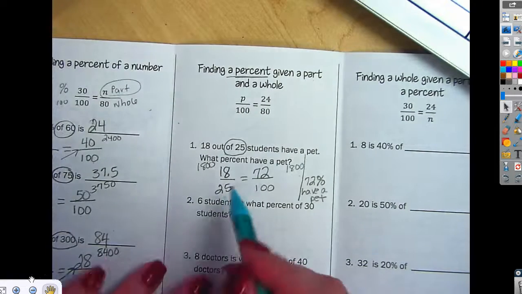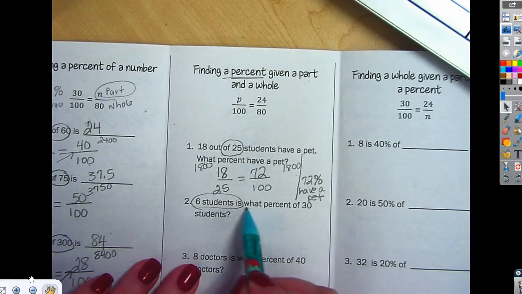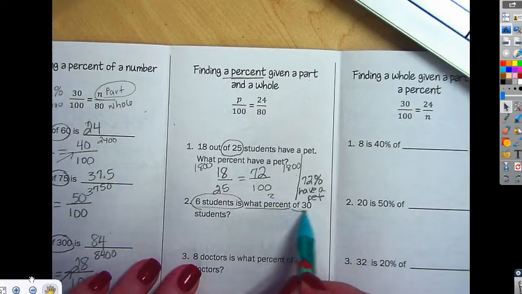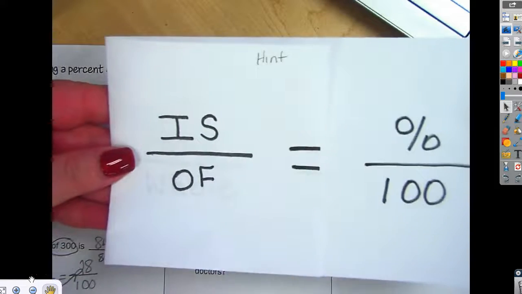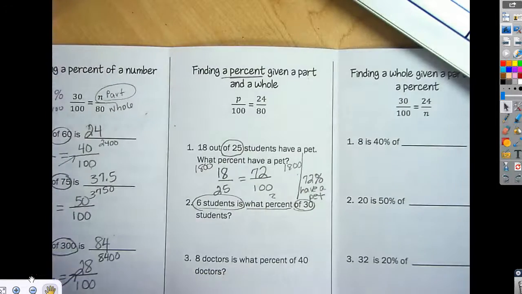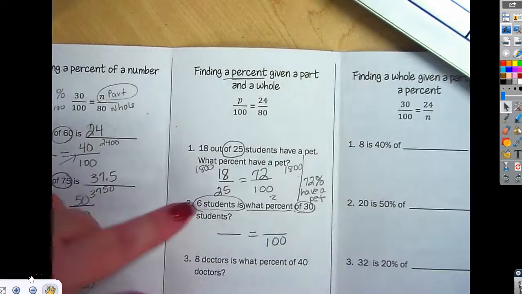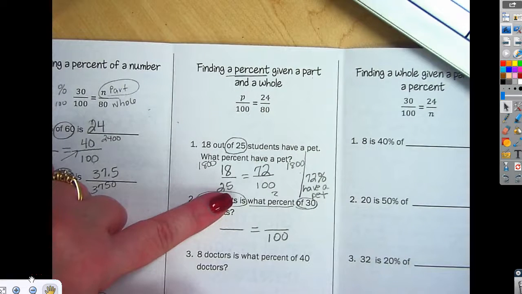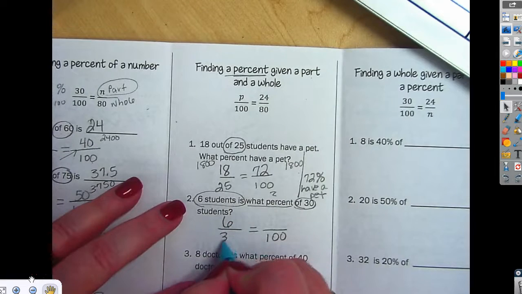Okay, let's look at the next one. 6 students is what percent of 30? Why do you think I circled the words like that? Michaela? It has our "is" and "of." It helps us with our setup, right? It has our "is" and our "of." So set it up like this. 100. So 6 students is what percent of 30? So we set it up as 6 and 30.